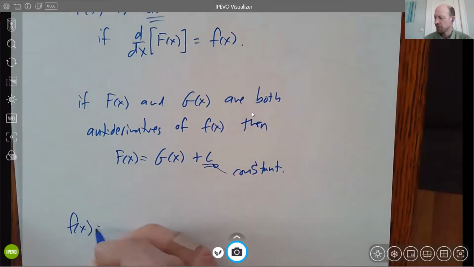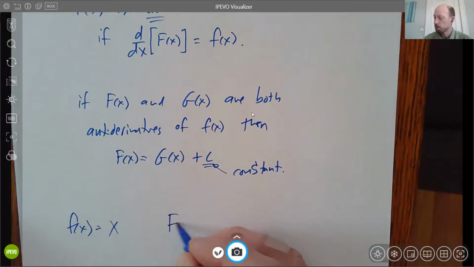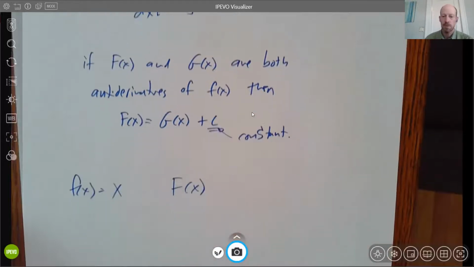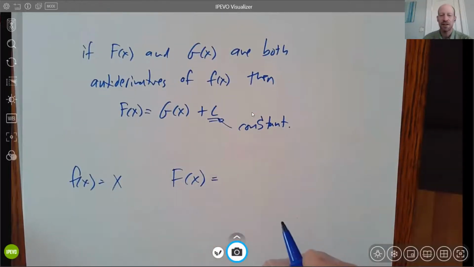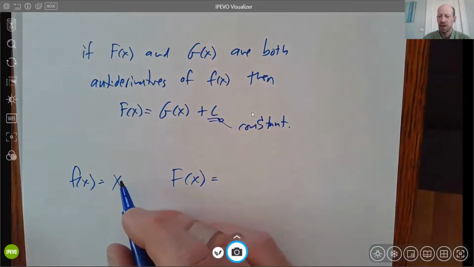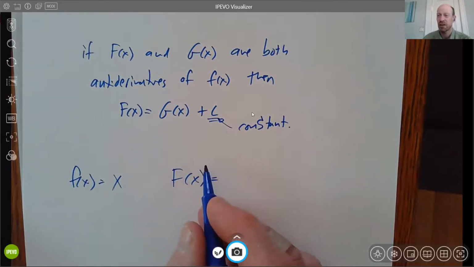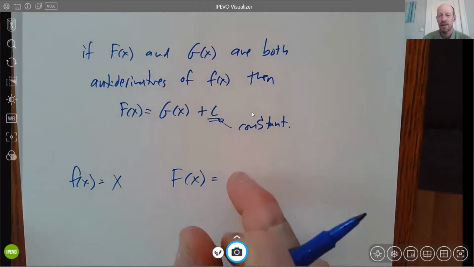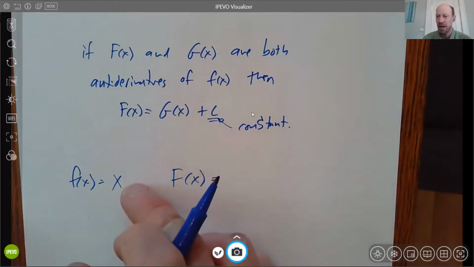For instance, if I say f of x equals x, then what is an antiderivative of x? Right? What is an antiderivative of this function? In other words, it's like a little puzzle. Like, what's a function when I take its derivative gets me x?